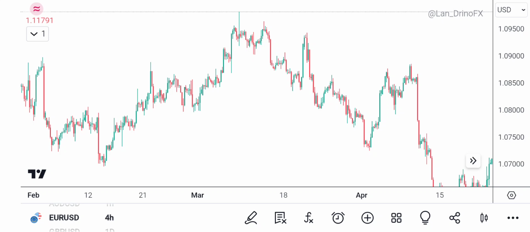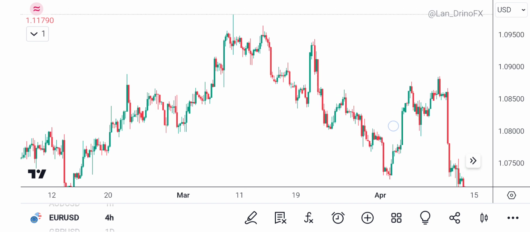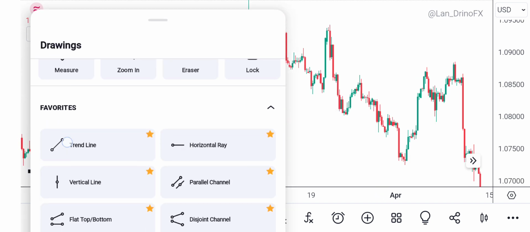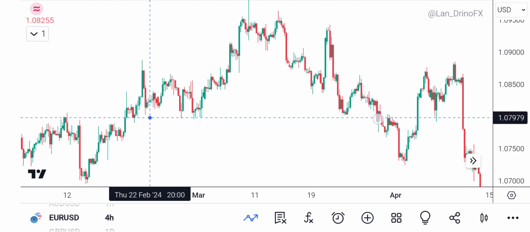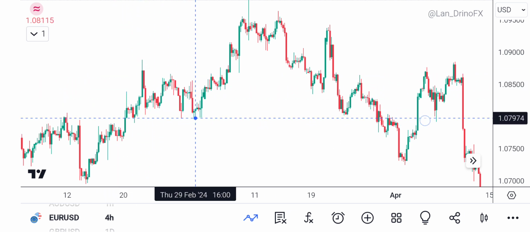Yes, traders. So I had to change the currency pair. Now let's look at Euro USD. Okay. Look at this price action here, where the market is in an uptrend, forming higher highs, higher lows, higher highs, higher lows, higher highs.